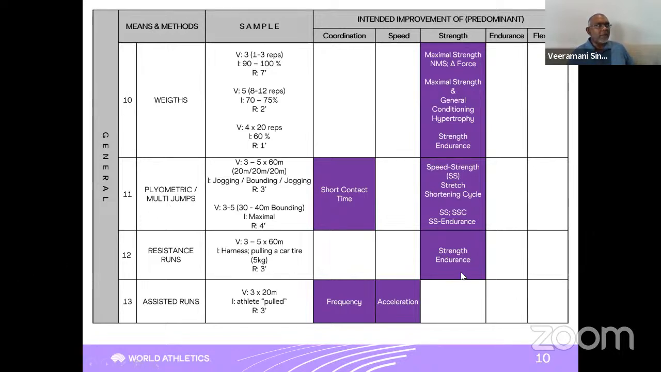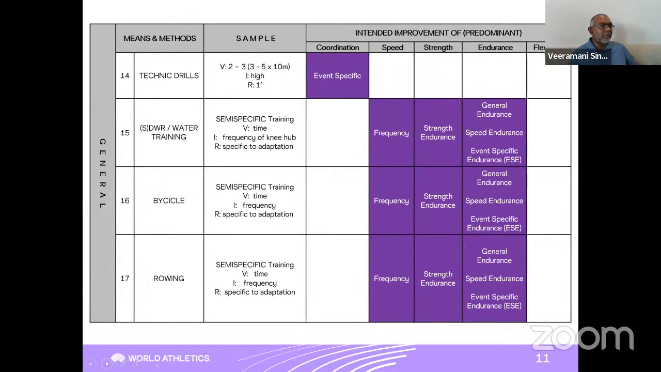Resistance runs work on strength endurance, and of course assisted runs are more on frequency and acceleration. So most of the time resistance runs, we will use towards what we call a preparation of force application. Assisted runs are more for speed development. Technical drills, again, can be very event specific. So again, duration, ABCs, jump, run, jump, throw, ABCs can be used.